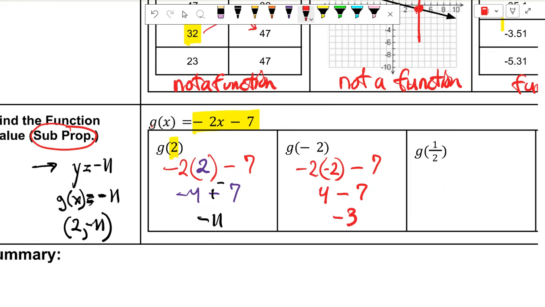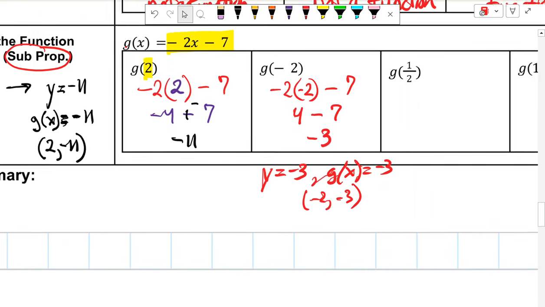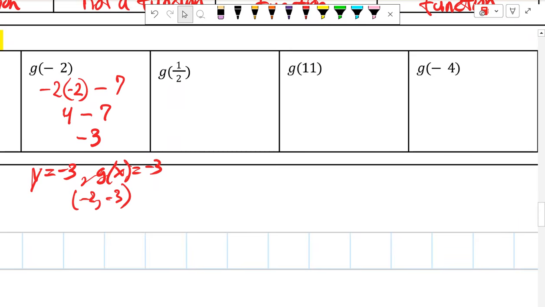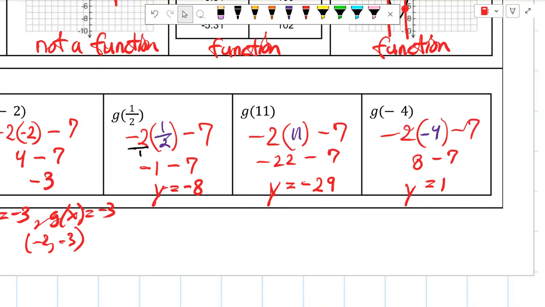So again, you have 3 options. y is equal to negative 3, or g of x is equal to negative 3, or even as a point, negative 2, comma, negative 3. Again, I apologize for the pen sloppiness. Pause the video and try the next 3 on your own. Pause now. All right, there's your answers for the last 3.